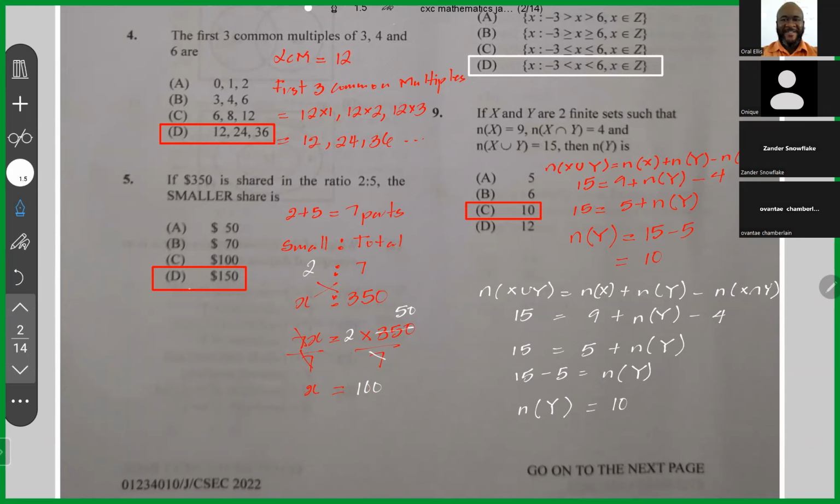All right, let me fix this. So my answer is what? C, which is 100. The smaller share is 100. Stop getting these things wrong, guys. All right, turning the page.